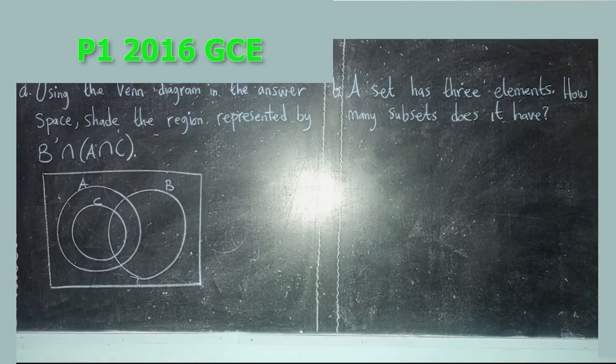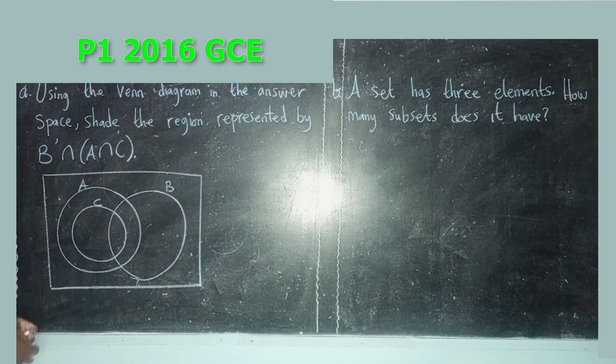2016 GCE sets question, paper 1. Our first question to answer here is this one, labeled A, and we'll go ahead and just read it and then answer it. The question says, using the Venn diagram in the answer space, shade the region represented by B complement intersection A intersection C.